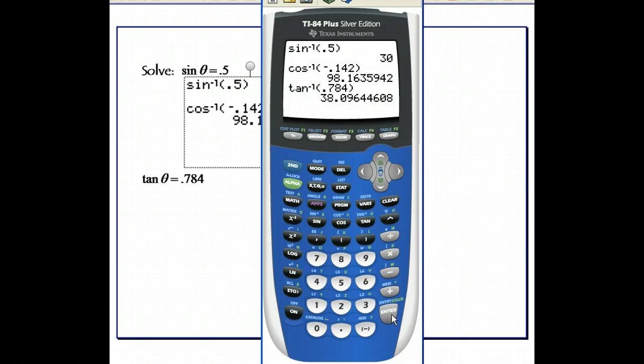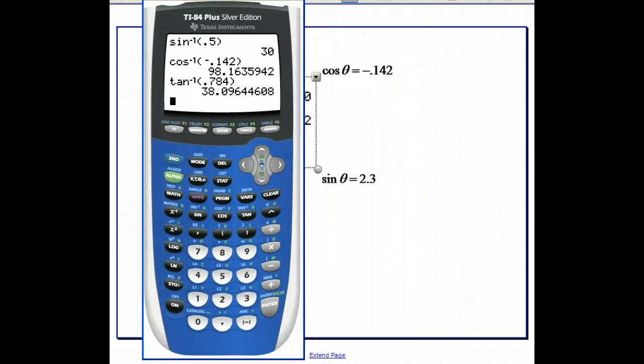Got our answer, 38 degrees. And over here, the sine inverse of 2.3. Pretty easy, punching this in your calculator. So what angle, when I take the sine of it, gives me an answer of 2.3?